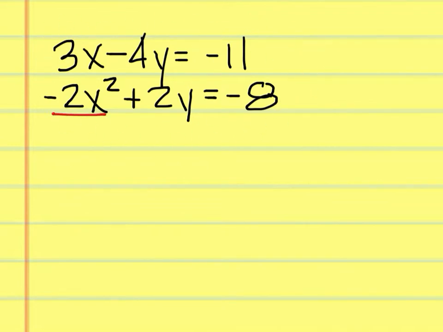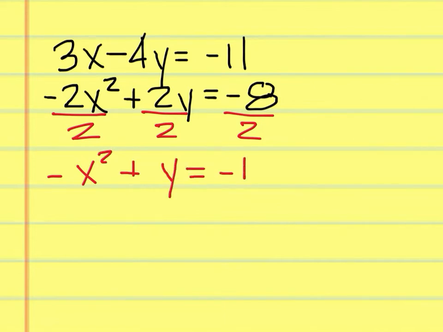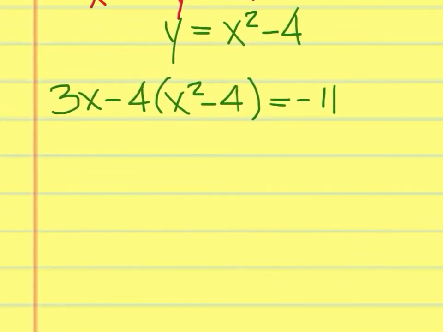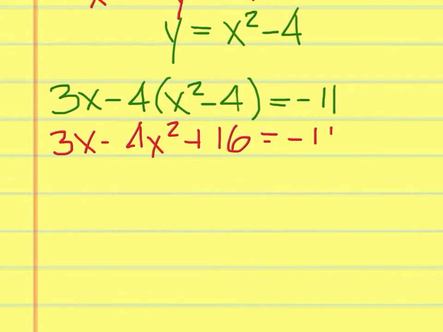What if I divide all of these by 2 and come up with a negative x squared plus y equals a negative 4? That makes that much easier to isolate for y. So I end up with an x squared minus 4 on the right side. And I can put that back here. 3x minus 4 times x squared minus 4 equals negative 11. Distribute the minus 4 to come up with 3x minus 4x squared plus 16 equals negative 11.